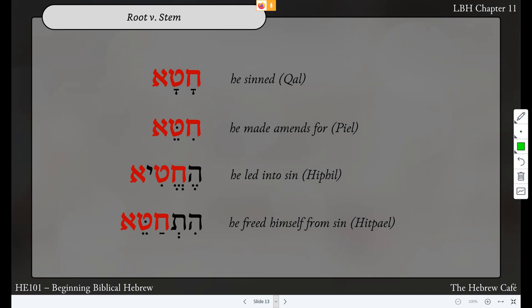Okay, for example, chata, we looked at before, means he sinned in the kal. This is the stem. In the pi'el, which is a different stem, we see a doubled middle root and we have the vowel pattern e-a. Chite. He made amends for someone. Hif'il is echti. It means he made somebody sin.